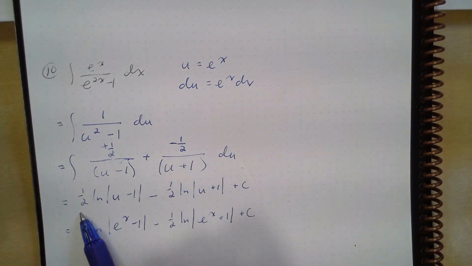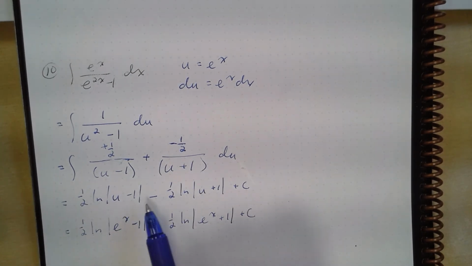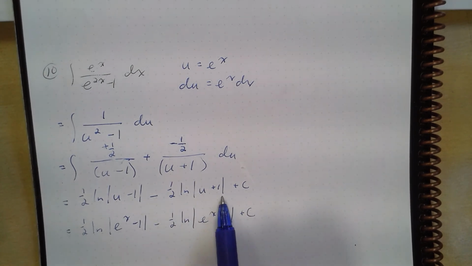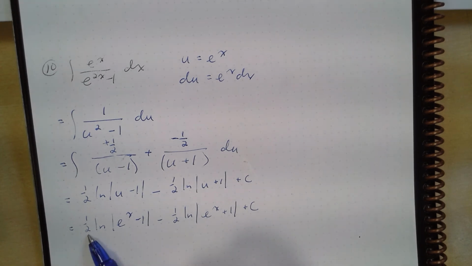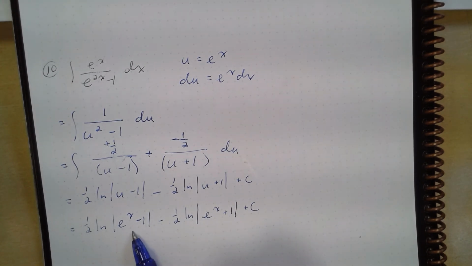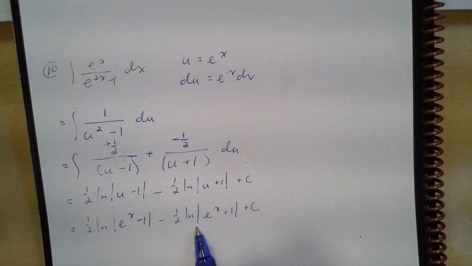I then integrate, so I get 1/2 natural log of u minus 1 minus 1/2 natural log of u plus 1 plus c. And then I just substitute back in that e to the x. So my final answer is 1/2 natural log of e to the x minus 1 minus 1/2 natural log of e to the x plus 1 plus c.